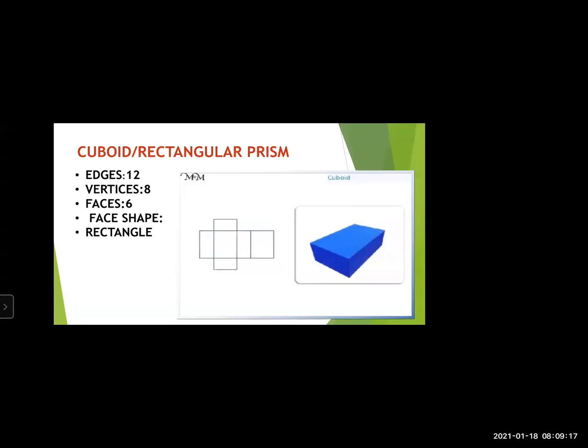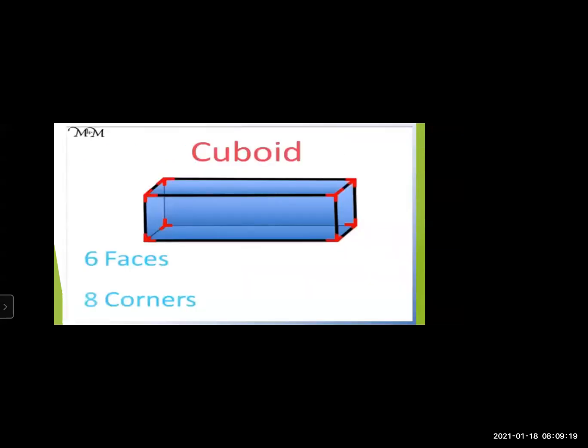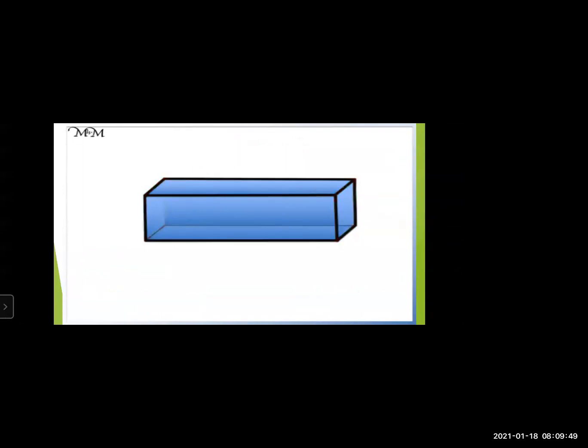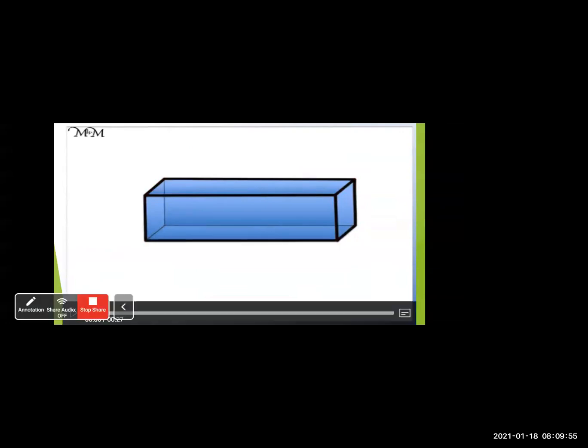Let's see the next one. Cuboid faces: 1, 2, 3, 4, 5, 6. So it has 6 faces. Corners: 1, 2, 3, 4, 5, 6, 7, 8. It has 8 corners, which means 8 vertices. And how many sides does it have? Where the green highlighter is showing, those are the edges. There are 12 edges. Once again, we'll see.